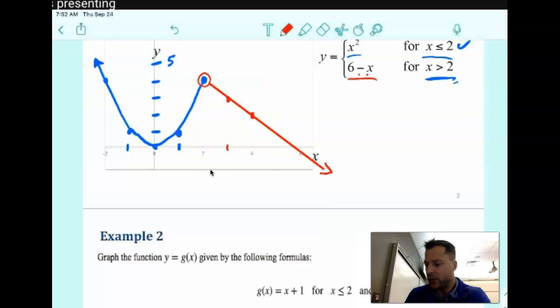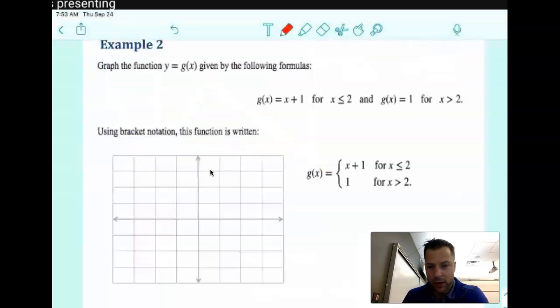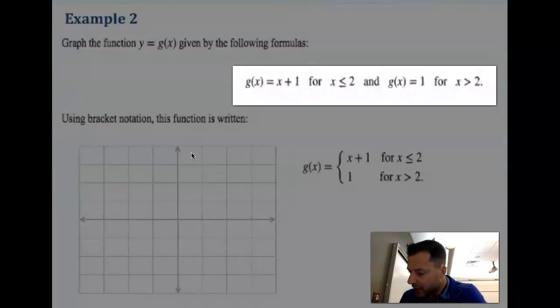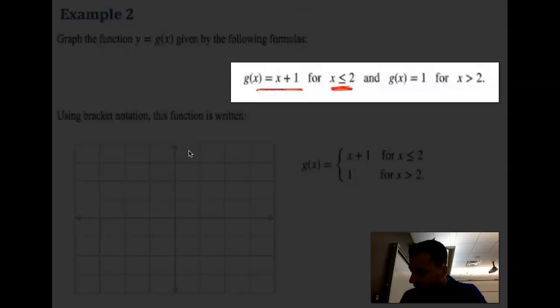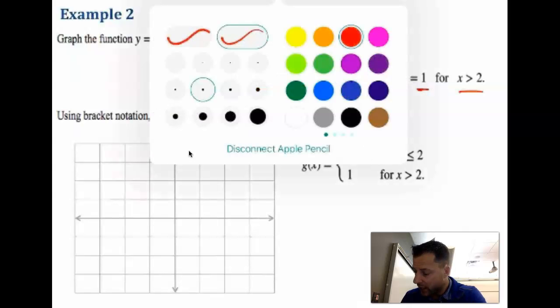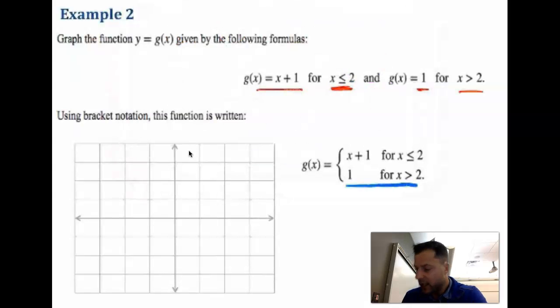Graph y equals g of x given by the following formula. Here's g of x: x plus 1 for x less than or equal to 2, and g of x equals 1 for x greater than 2. Now, the second piece of this piecewise function is much easier. It says, no matter what x is, if it's greater than 2, your output's going to be 1. So when you see no variable there, it's a constant. It's just a horizontal line. So let's start with that one.